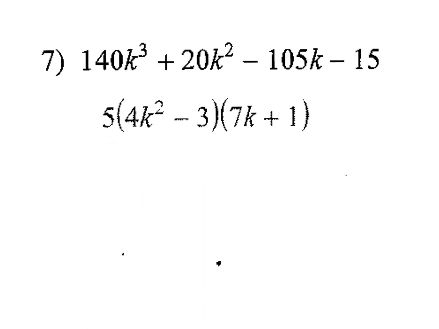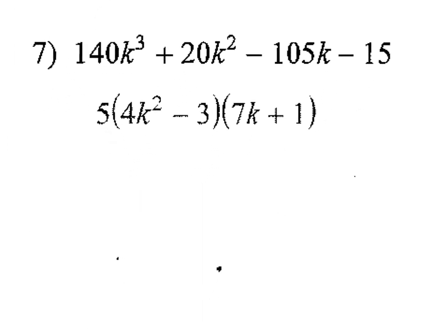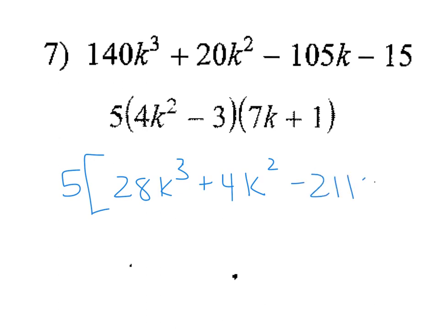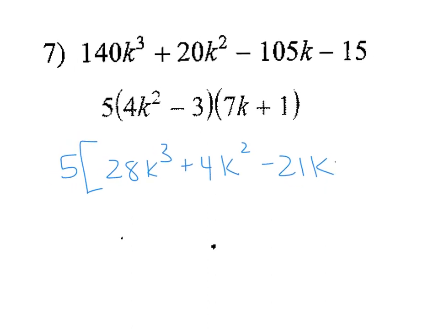All right, so on number 7, the first thing you've got to figure out is, did you pull a GCF? Remember, this is one thing you guys will forget to continually do. So let's go ahead and pull out a 5. I take 140 and divide by 5, I get 28k to the third. I take the 20 and divide it by 5 and get 4k squared. Now I take the 105 and divide it by 5 and get minus 21k. And then I take the 15, divide it by 5, and get a minus 3.